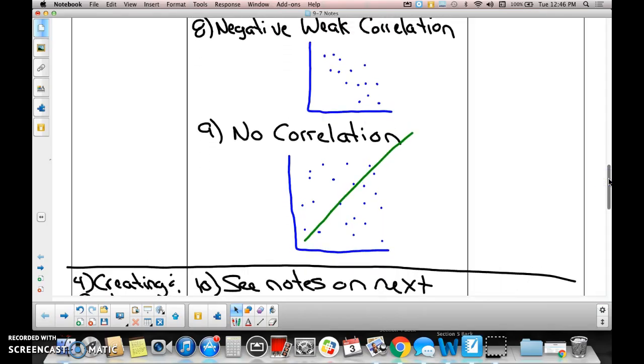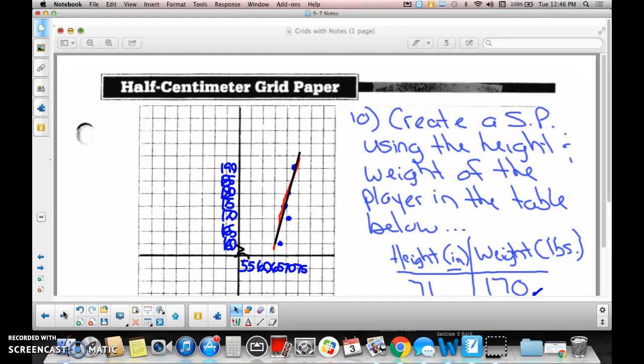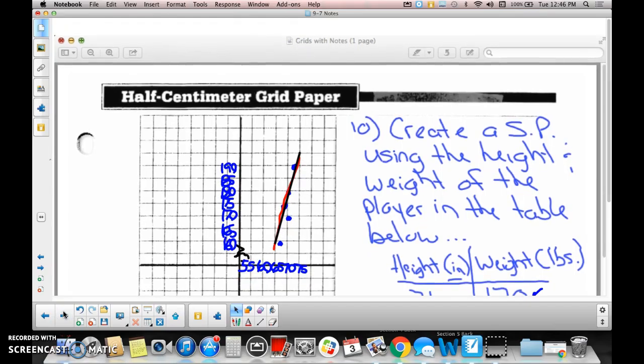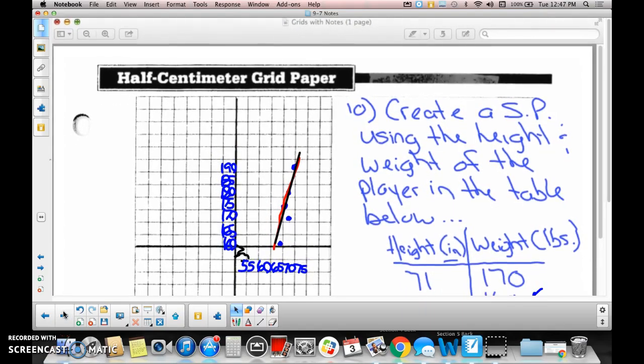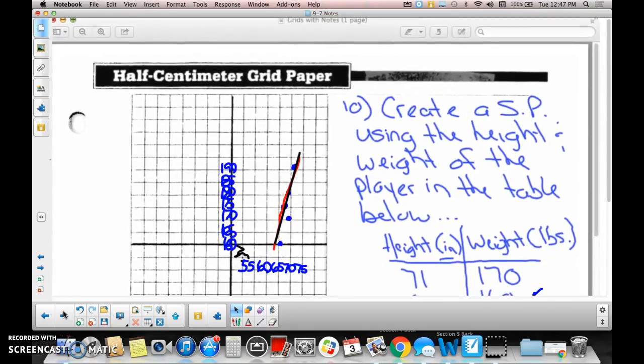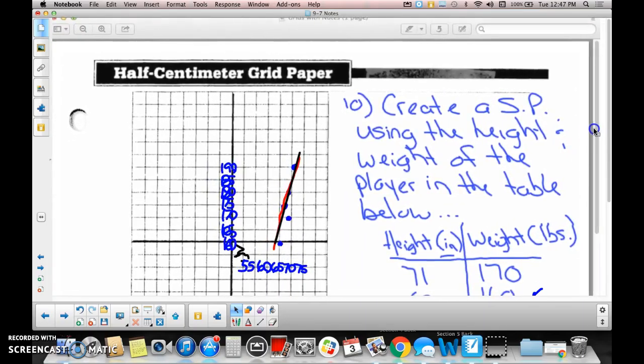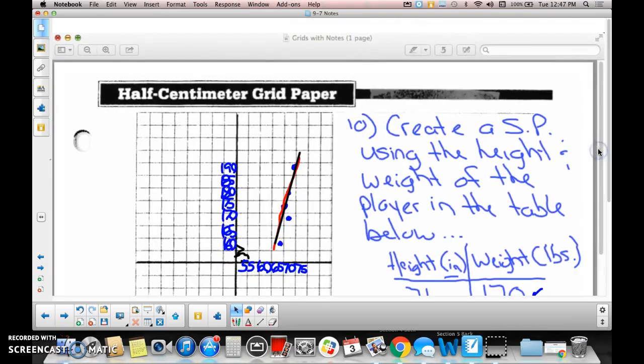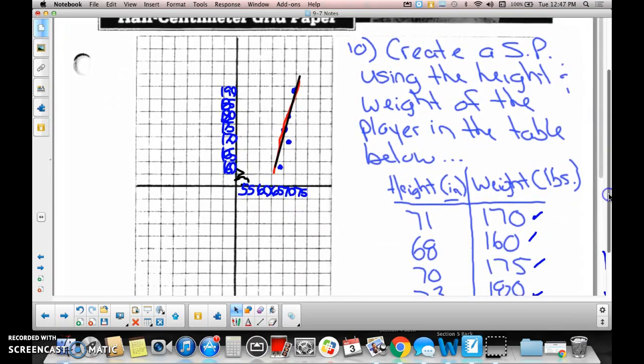And then the last thing we did here in our video, last thing we did in our notes, is we created a scatter plot using height and weight of a basketball, did I say basketball team? Of players. So we just called it players. Of the players in the table below.